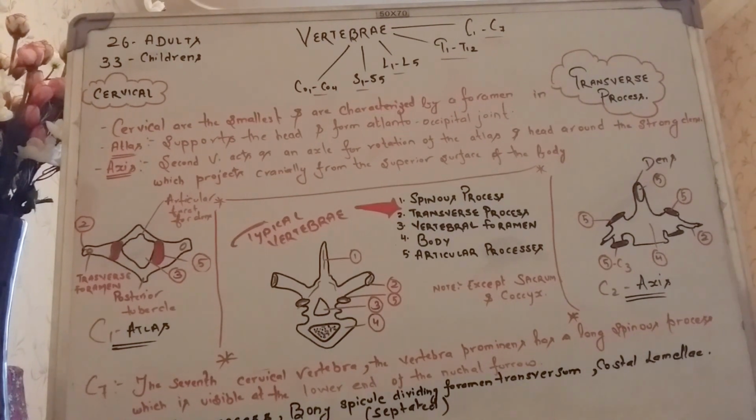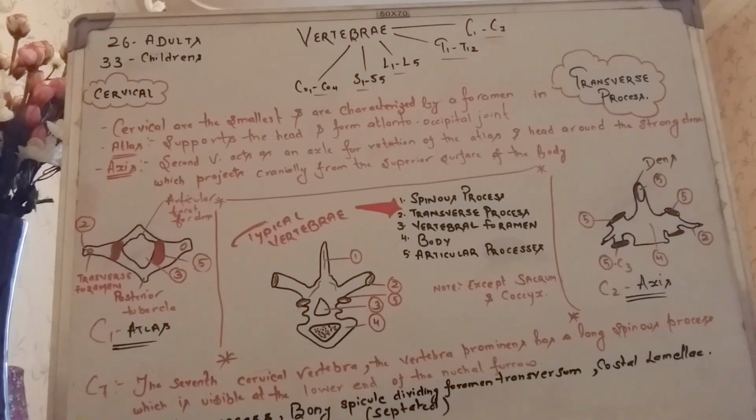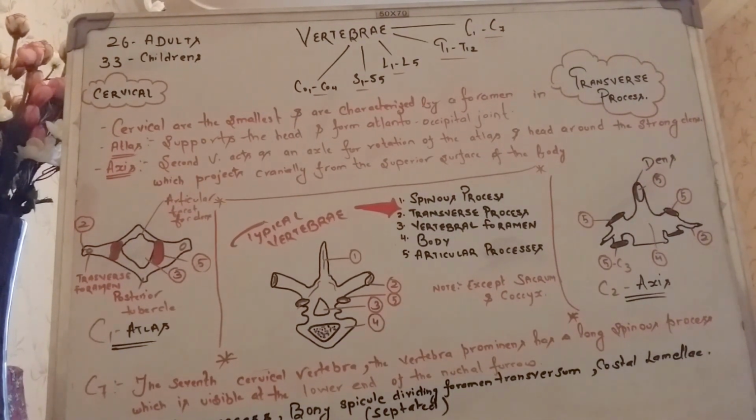We'll initiate our bones with the cervical ones. Cervicals are the smallest and are characterized by a foramen in the transverse process. Basically, the spinous process helps when we bend at the back side of the body. The spinous process also helps in supporting our body and the structure of our body. And the transverse process helps when the movement is lateral. So the transverse process helps in that.